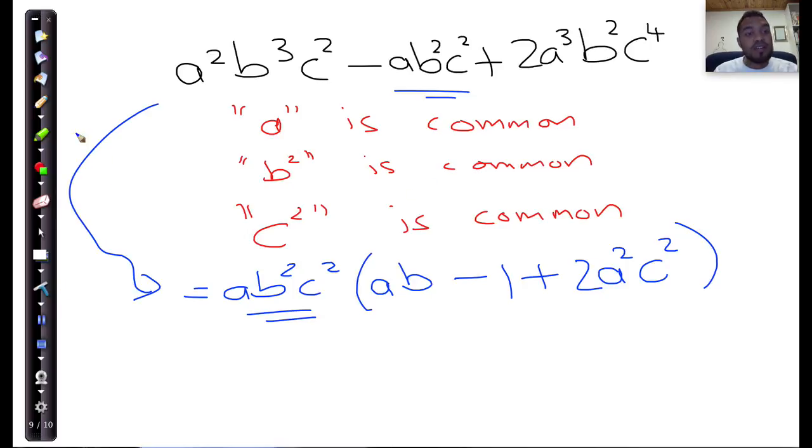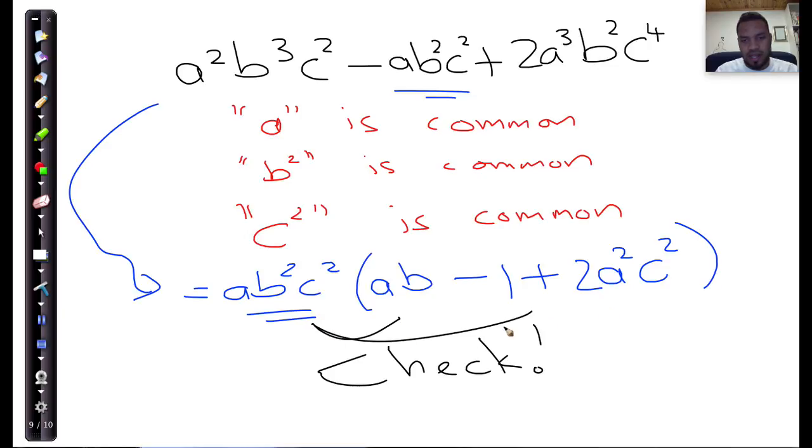Now you can confirm that this answer is correct by doing a check. And how do you do a check? You multiply it out. This times this times this, and that times that. Okay. So there we go. That's your next example.